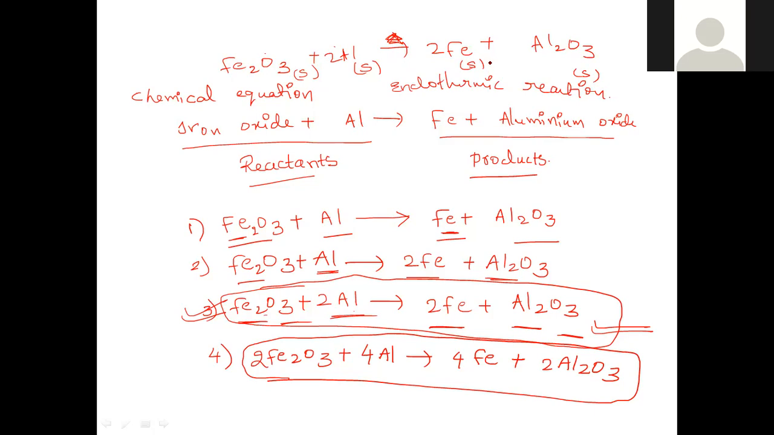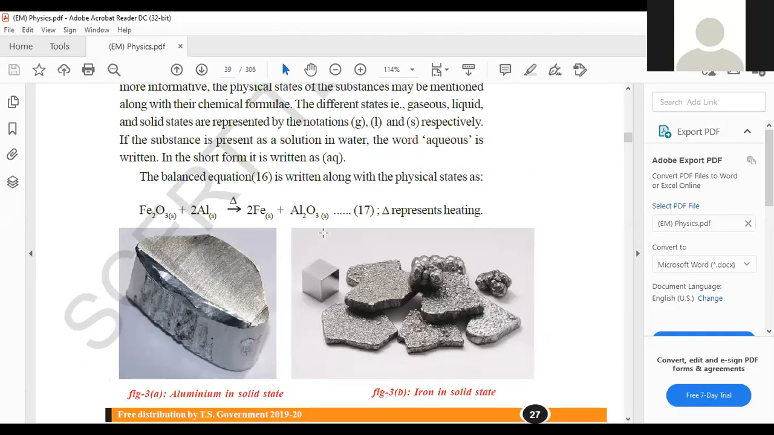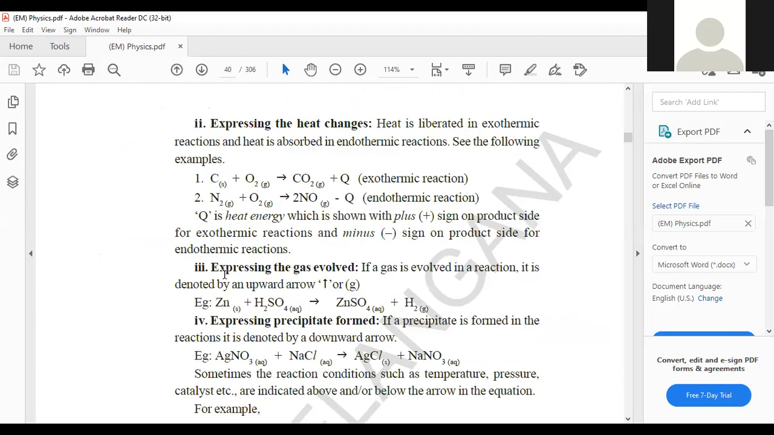Fe2O3 solid, aluminium solid, iron solid, and Al2O3 solid formation is possible within the reaction, right? All are in solid state only. And this is the aluminium metal which exists in solid lustrous form. And iron is also, everybody knows iron rods, iron steels, building construction material, and also iron machinery. So all are having solid nature, right? So here are some other examples which are used to represent heat of the reaction.